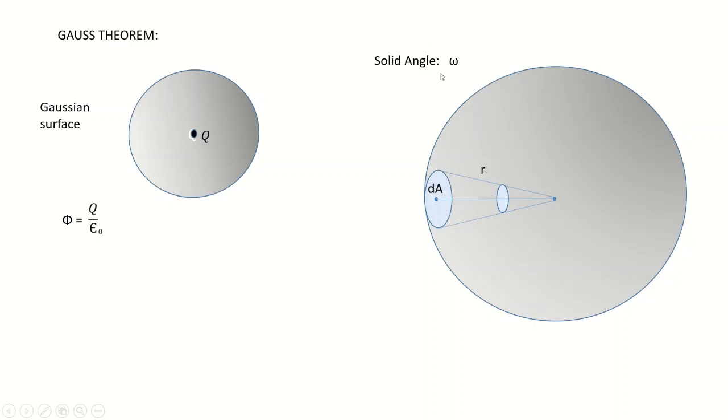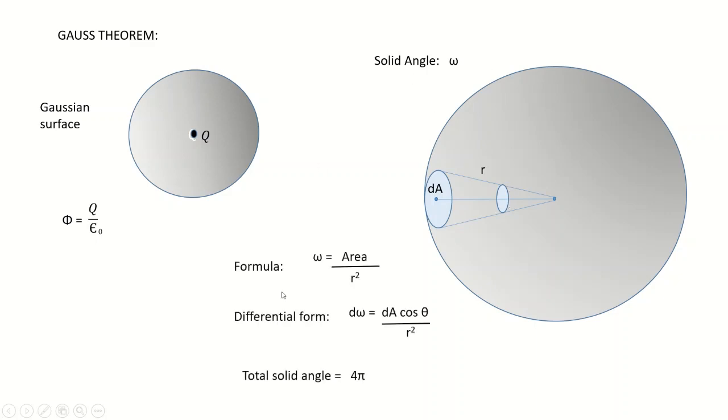Now what is solid angle? Solid angle is the angle subtended by the surface dA at the point at the center, or you can say this spherical part is the solid angle. Now we come to the formula of solid angle, which is area divided by r square. In differential form, it is mentioned as dA cos theta by r square.